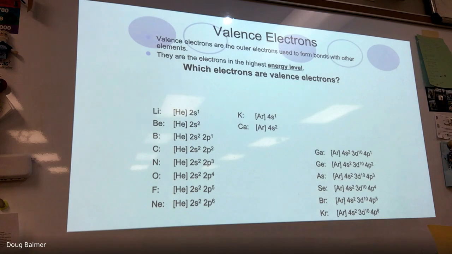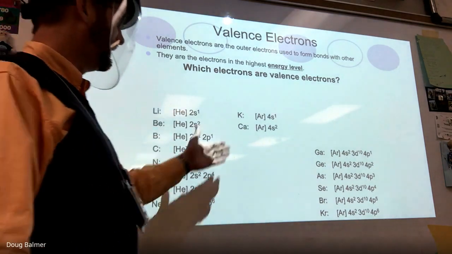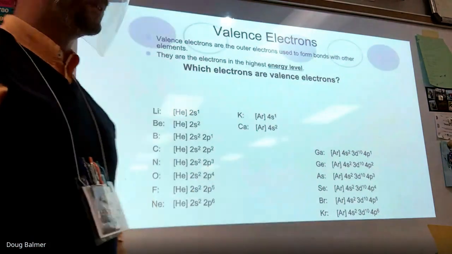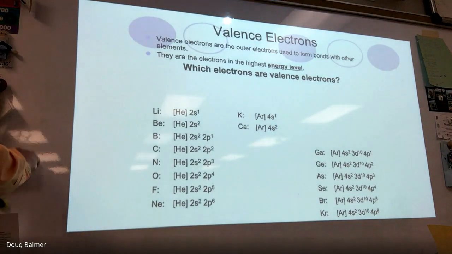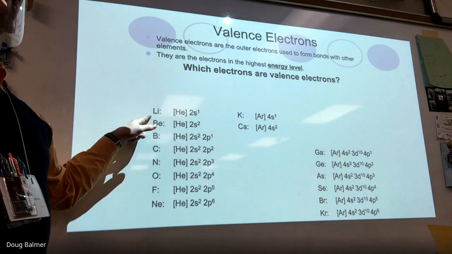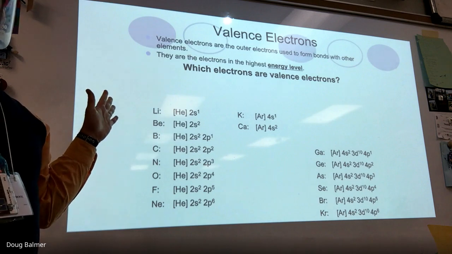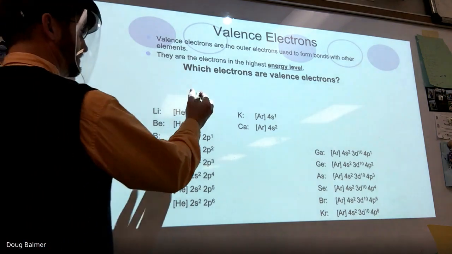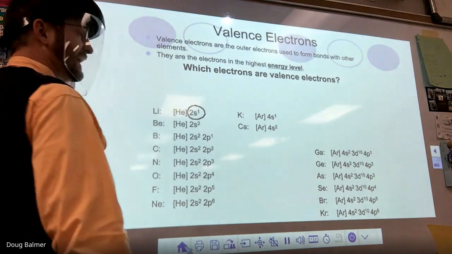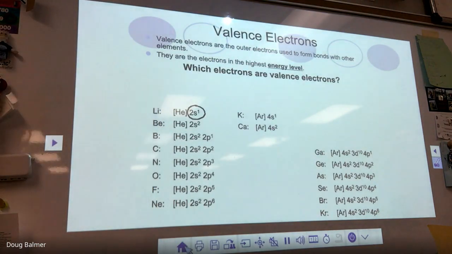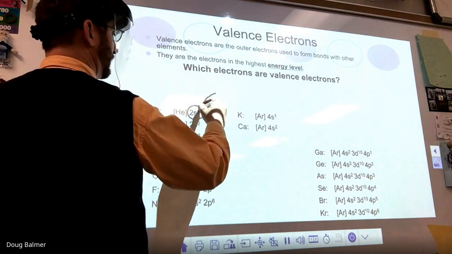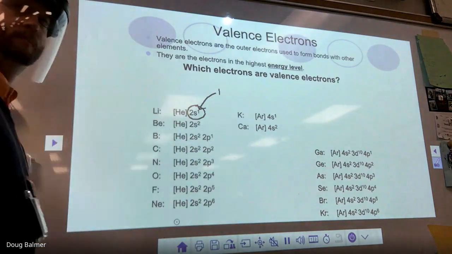So the nice thing with our shortcut is, obviously, the valence electrons won't be in any of those inside electrons. So what's the highest energy level for lithium? Energy level 1, 2, 3, 4, 5, 6, or 7. Energy level 2, correct? This right here. And how many electrons do I have in energy level 2? Well, that right there tells me we have 1.